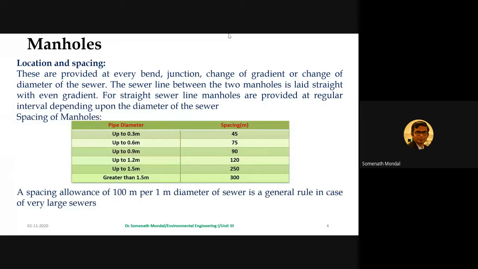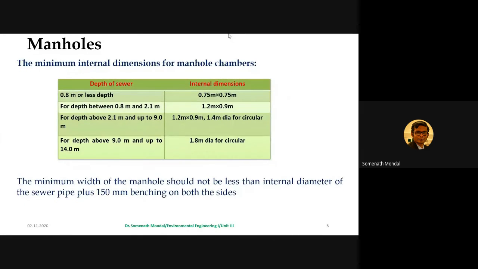Accordingly, you can finalize the interval which you want. Now, apart from this, we have the minimum internal dimensions for manhole chambers. The dimensions are also very important within the manholes, and we have to see what would be the maximum internal dimensions of a manhole, and on what parameters it depends.